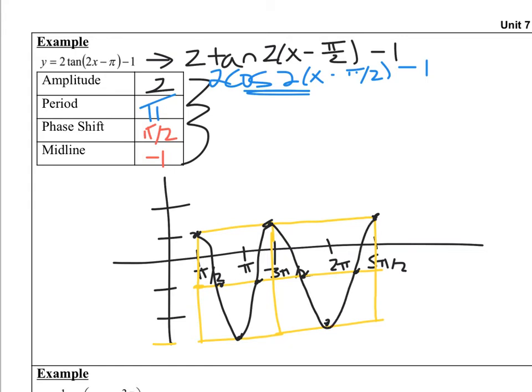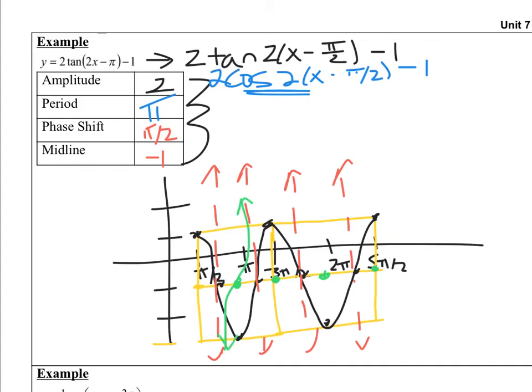Everywhere that cosine intersects my midline is going to be an asymptote. And then equally between each asymptote on the midline is where I'm going to have my point of inflection for tangent. And then it's going to snake up. So what you'll see with this is it takes less time for tangent to repeat than it does for cosine and the other 4 functions that we've looked at so far.